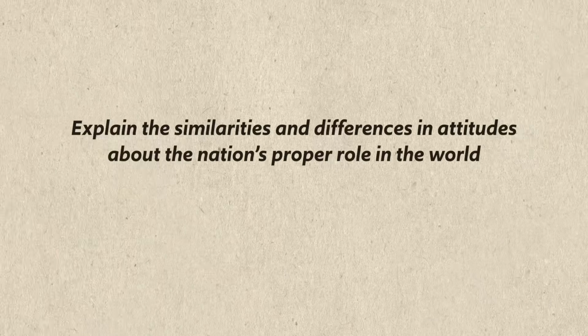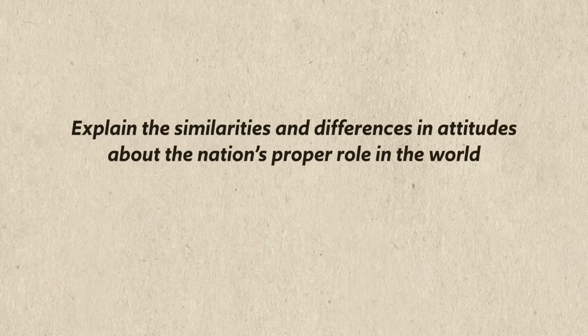Now, we've been going through Unit 7 of the AP U.S. History curriculum, and in this video, we're going to look at American foreign policy between both world wars. So, if you're ready to get them brain cows milked with semi-isolationist fervor, then let's get to it. So let's focus this effort with our learning objective, and it's this. Explain the similarities and differences in attitudes about the nation's proper role in the world.